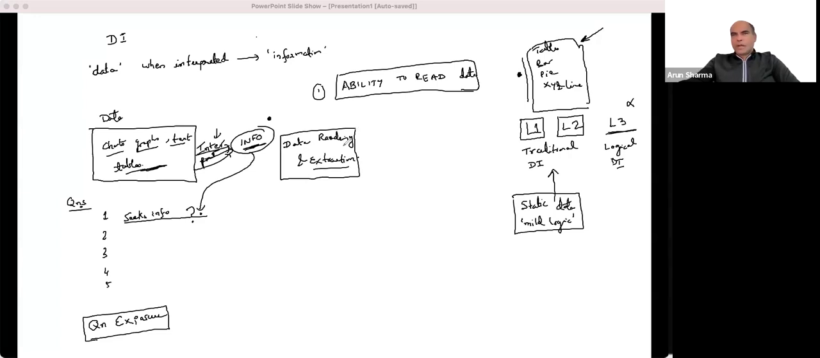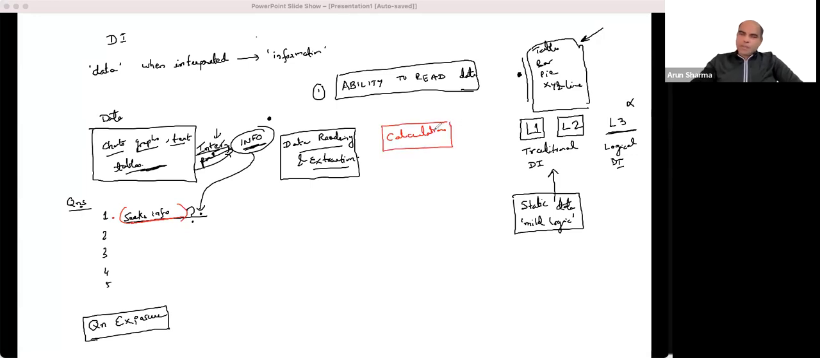Mostly built around data reading and extraction. So your process of solving a traditional DI question is, when you look at the question that is being asked, you first read the data, understand the information, understand the data. And then when you look at the question, you read the first question, you see what it is asking. And mostly the other aspect which a traditional DI question is built on is calculations.